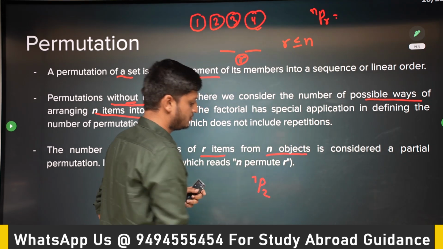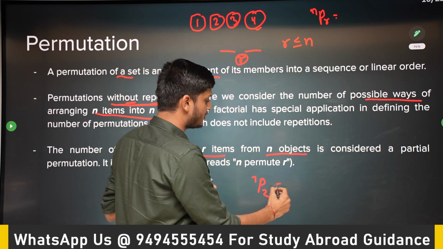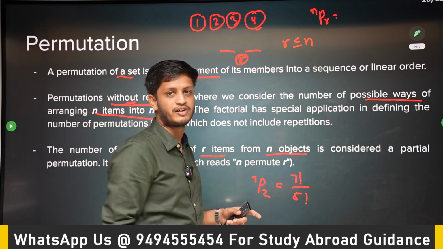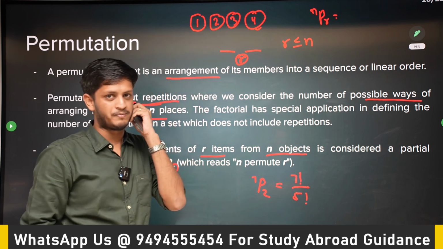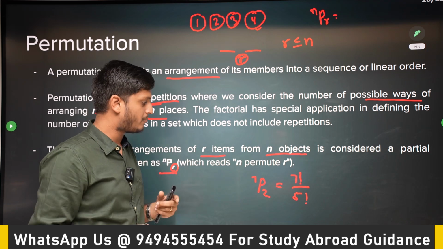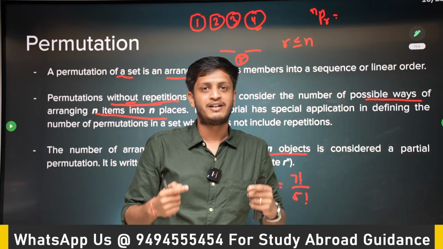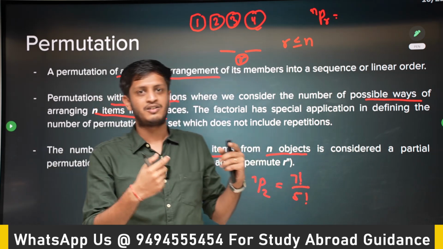7P2. If you always remember the formula, you will do it this way: 7 factorial upon 5 factorial, n factorial upon n minus r factorial. That will take more time. So when you solve a lot of problems, you get to remember the proof. Try to remember the trick, not the formula.